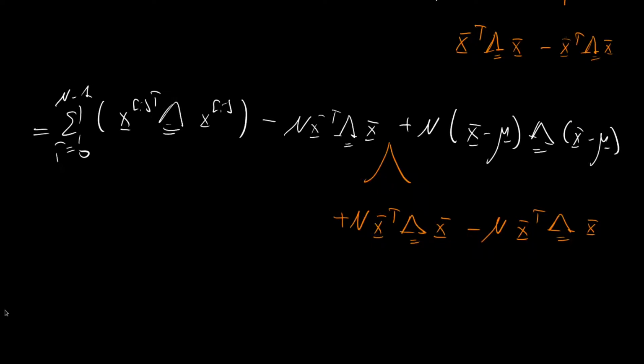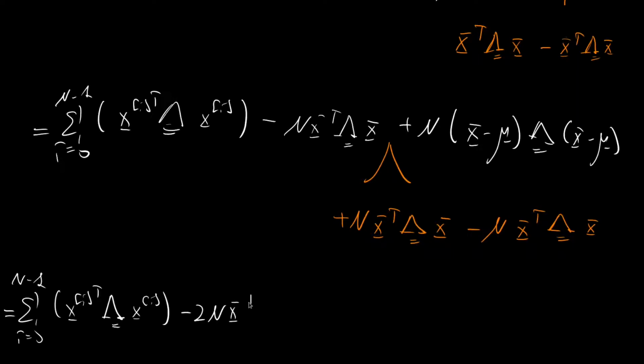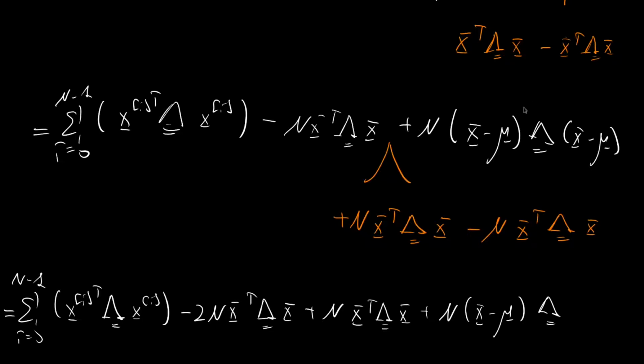So let us write this down once. So we have the summation from i=0 to N-1 over the x_i transpose lambda matrix x_i, and then minus 2 times N x bar transpose lambda matrix x bar plus N times x bar transpose lambda matrix x bar vector, and then of course the last term N times x bar minus mu vector, then the lambda matrix, and I forgot a transpose here, and also here we need a transpose.